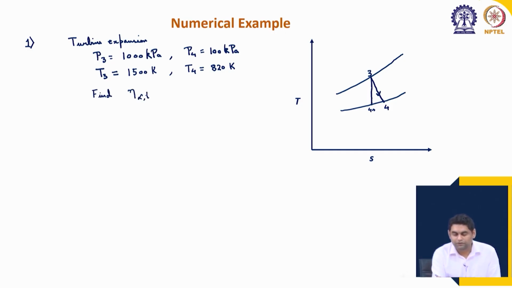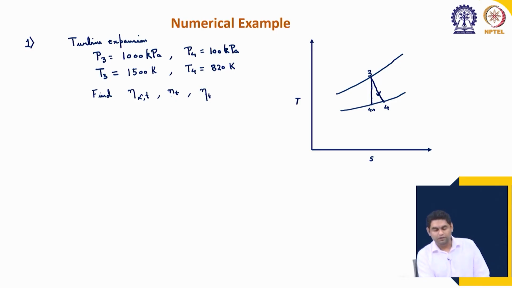the polytropic efficiency of the turbine, the polytropic exponent for this process 3 to 4, and the isentropic efficiency for the turbine. Remember that these are different terms. So, this is n_t and this is eta_t. Eta_t is efficiency, n_t is the polytropic exponent. So, it is slightly confusing, but these are the standard notations. So, how do we proceed?